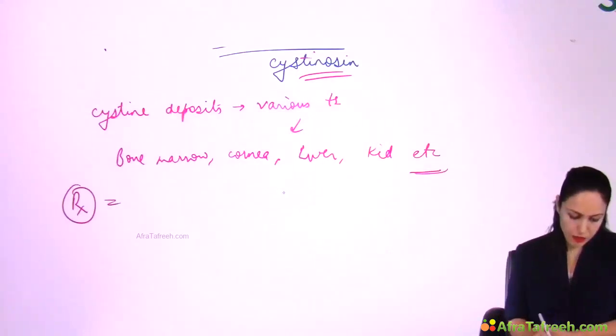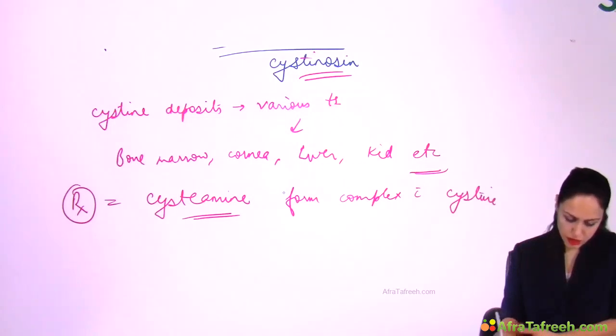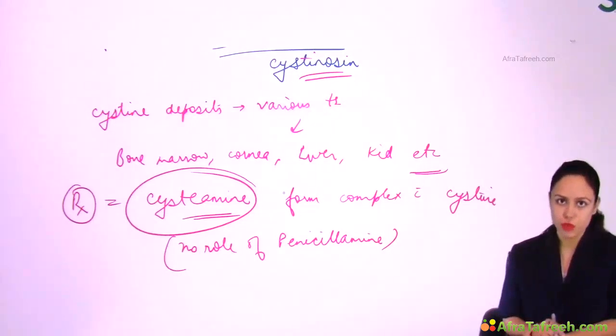In the treatment part, we can give cysteamine. Cysteamine can be given, which will form a complex with cystine, and there is no role of penicillamine in this disease. No role of penicillamine, but cysteamine is the treatment which can be given to these patients, right?